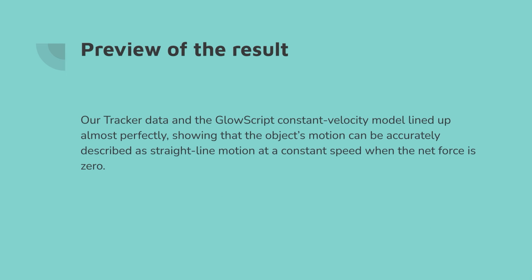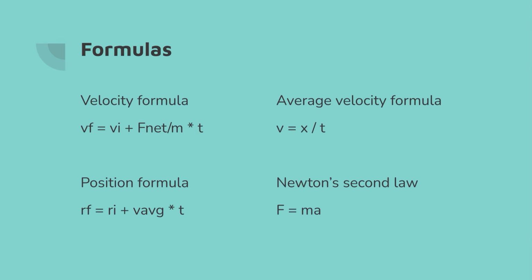This is a preview of the result. Tracker data and the CoSpaces script constant velocity model lined up almost perfectly.